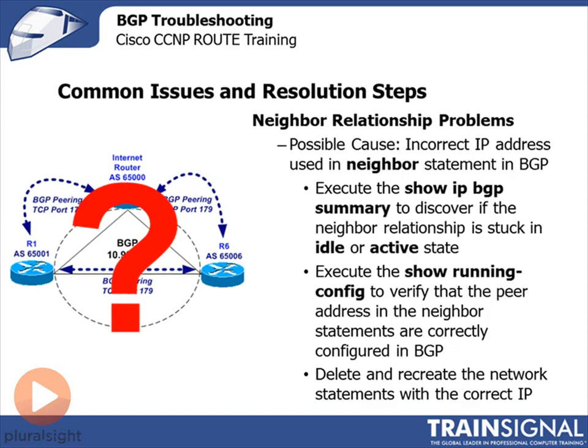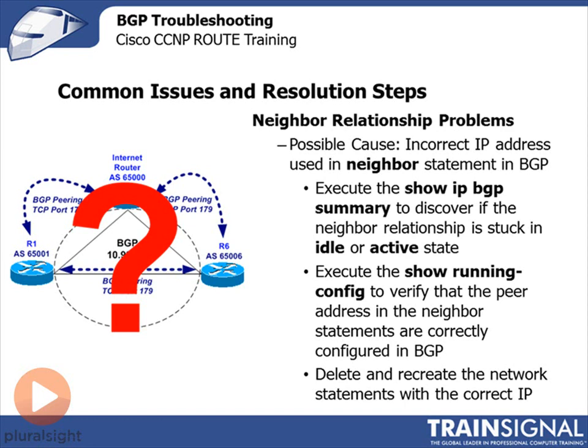A second common cause for the failure of a neighbor relationship to form could be an incorrect IP address in the neighbor statement configured in BGP. For instance, in router R1, it should be router bgp 65001, and the neighbor statement for R6, for peering, should be neighbor 10.99.99.6 remote-as 65006. Conversely, on router 6, the statement in the configuration should be router bgp 65006 and neighbor 10.99.99.1 remote-as 65001.